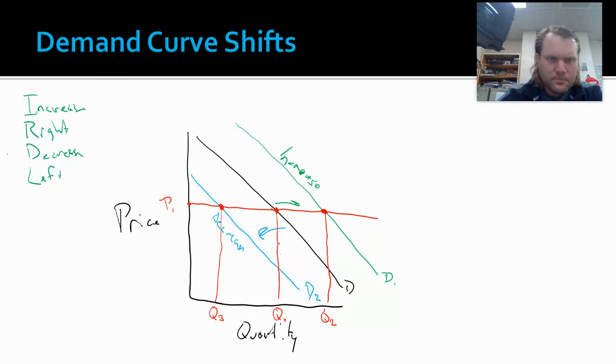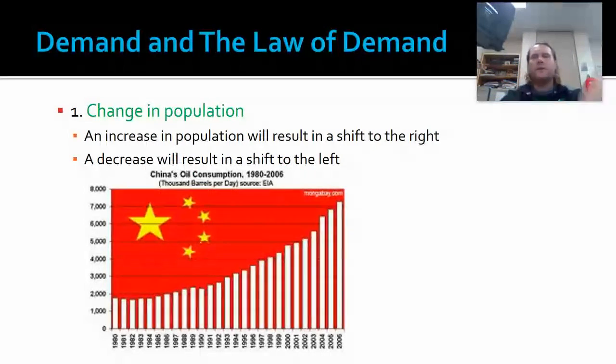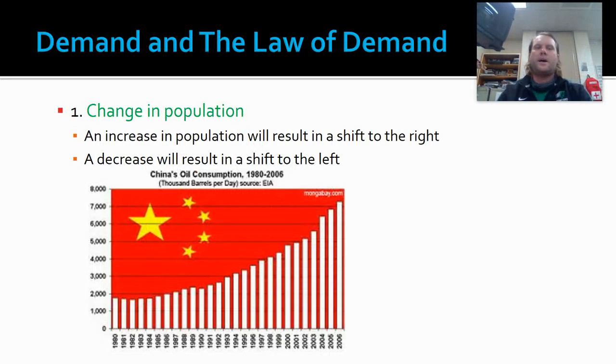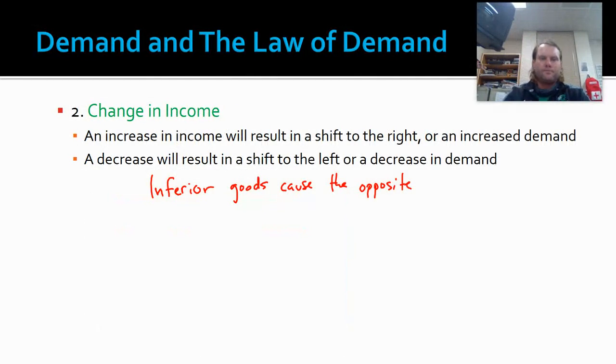Okay, let's talk about these. You're filling in that table down below. Here are the things that go into the possible shifters. We'll list them pretty fast. First one is a change in population. We have more people. Again, we talked about these graphs as an individual, but we can also take it as a society, or an entire economy. An increase in population is going to result in a shift to the right. A decrease is going to decrease our demand to the left.